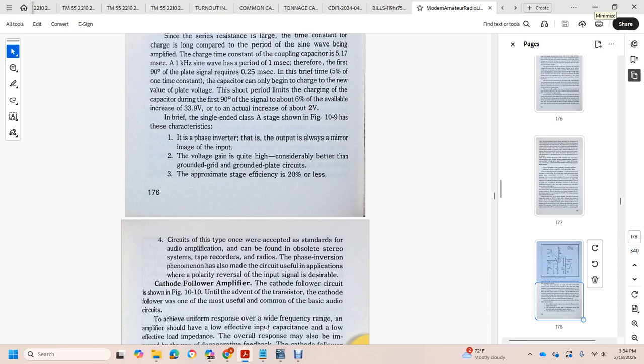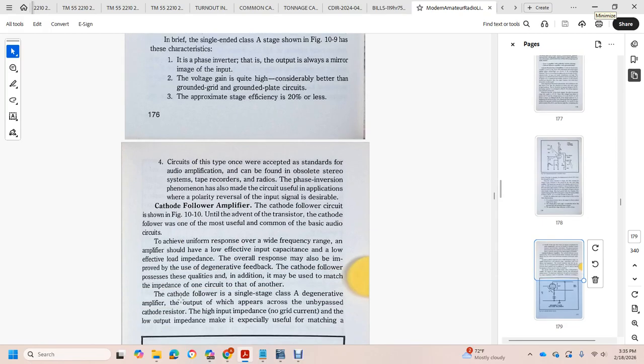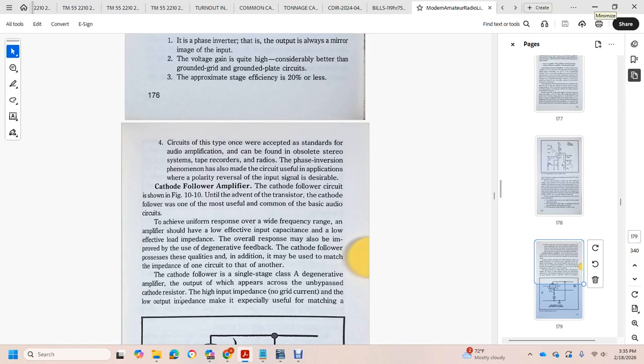Cathode follower amplifier: the cathode follower circuit is shown in figure 10.10. Since the advent of the transistor, the cathode follower circuit is one of the most useful common basic audio circuits. To achieve uniform response over a wide frequency range, the amplifier should have a low effective input capacity and low effective load impedance. The overall response must also be improved with the degenerative feedback of the cathode follower, a quality in addition to the low impedance of the circuit.